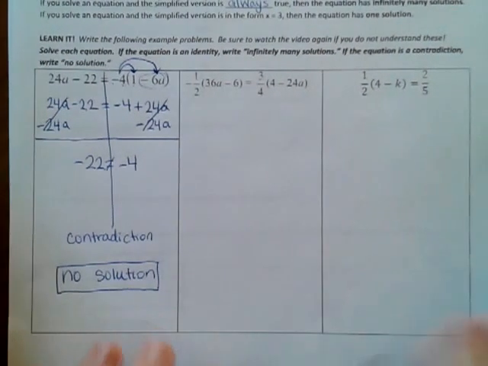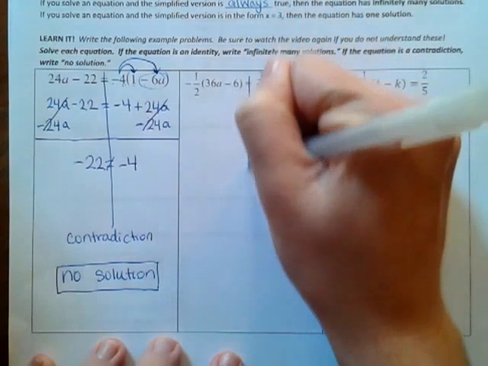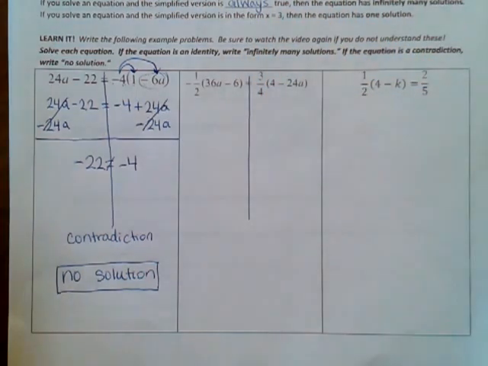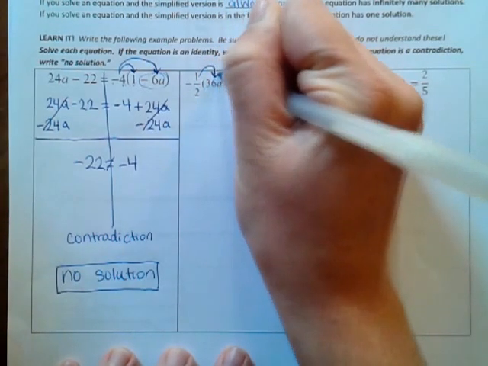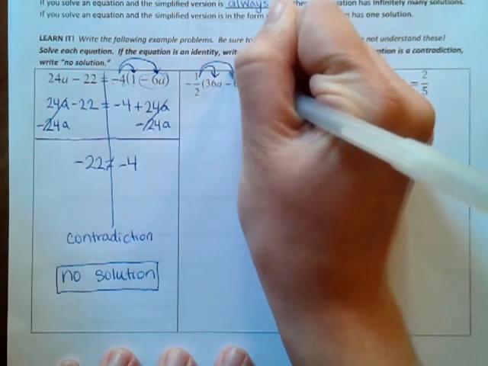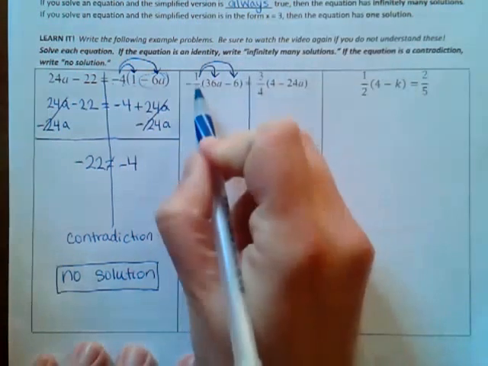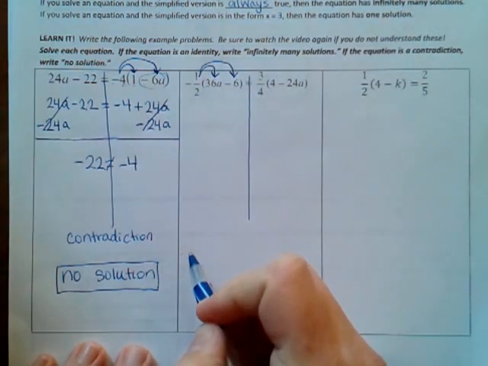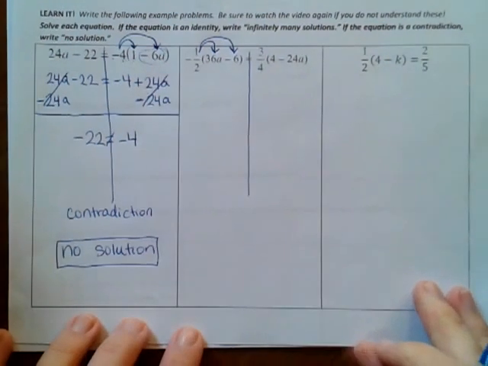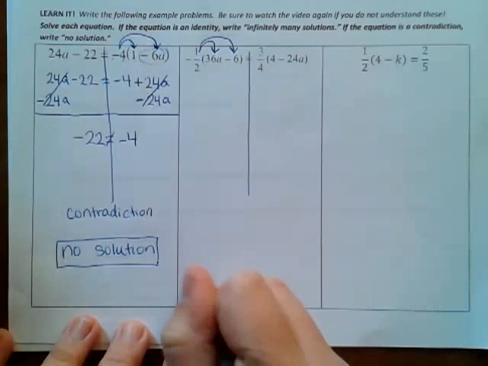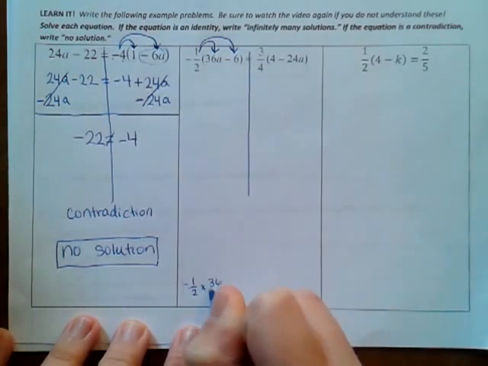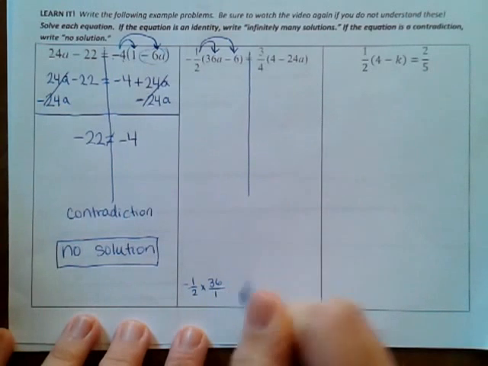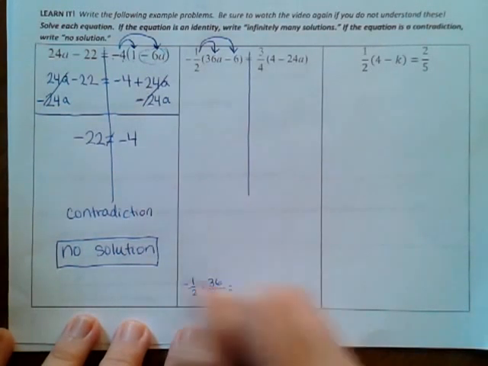Let's look at the second example. First thing, I draw my line directly down, and I simplify each side of my equation separately. So I'm going to do negative 1/2 times 36a, and then times negative 6. Now this is a little trickier because there's a fraction in there. So I'll do my fractions down here at the bottom. I have negative 1/2 times 36. I know there's an invisible 1 underneath any whole number. And I multiply straight across.